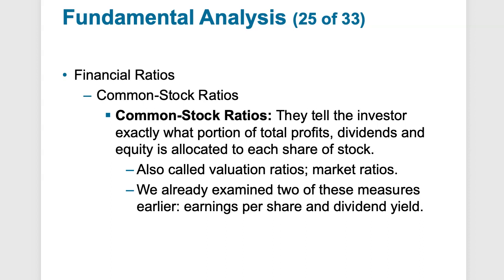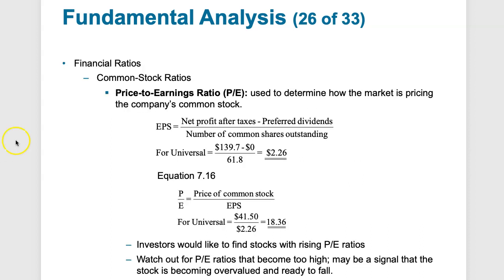So we could call these, sometimes they're called valuation ratios, market ratios. So let's look at these here. Earnings per share is probably a very big one, maybe the biggest. This looks at, for each share of stock you have, how much earnings is related to that one share of stock. So earnings per share, we're going to get our net profit after taxes minus preferred dividends.